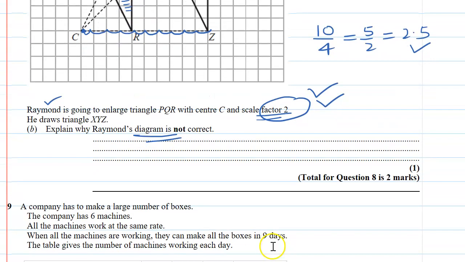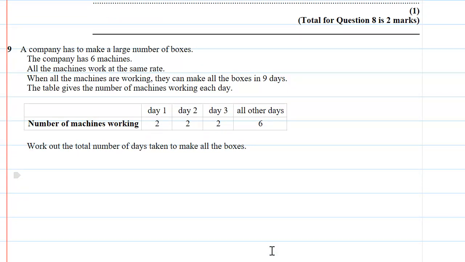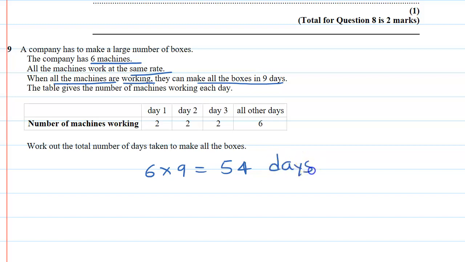Now here, a company has to make a large number of boxes, and the company has 6 machines. Remember, the company has 6 machines. All the machines work at the same rate. When all the machines are working, they can make all the boxes in 9 days. So if one machine is working, it will take 6 times 9, that is 54 days. So this is what is going to happen when all 6 machines are working, total 54 days.